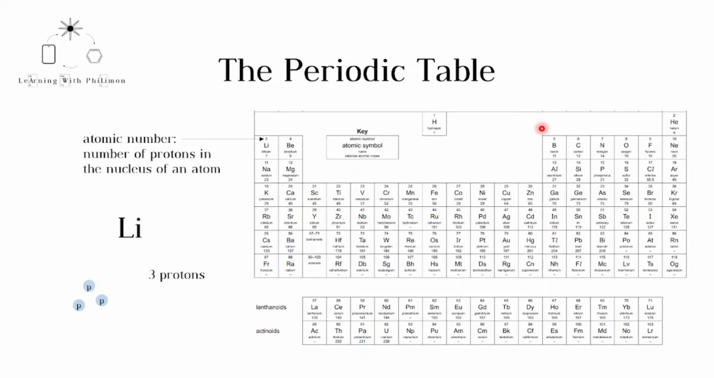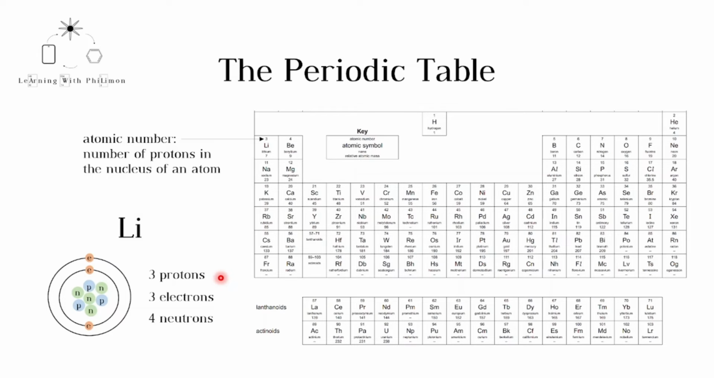An atom always has the same number of protons and electrons, so the atomic number also indirectly tells us the number of electrons in an atom. Lithium has 3 protons and 3 electrons. The most common isotope of lithium has 4 neutrons as well. Different isotopes of the same element have the same number of protons but different number of neutrons.